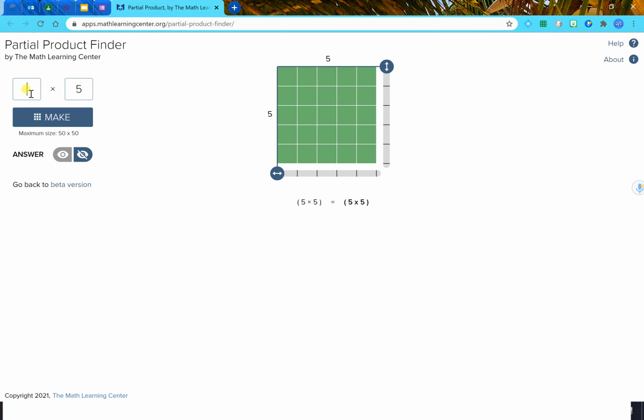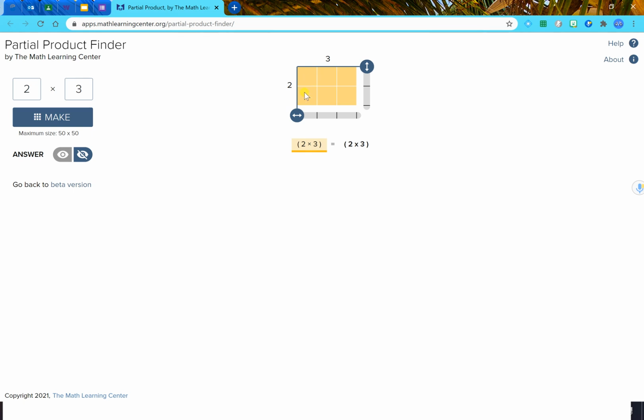If I want to multiply something like 2 times 3, I can make my little grid, and you can see there are 3 columns and 2 rows, and so the area of this model is 6. This is called an area model.